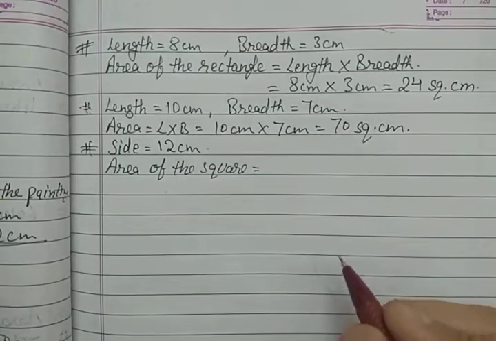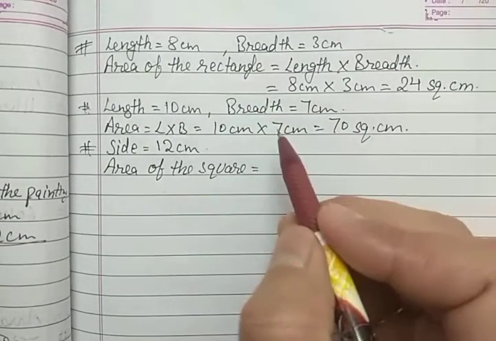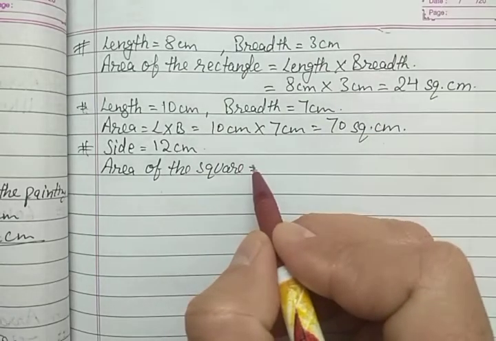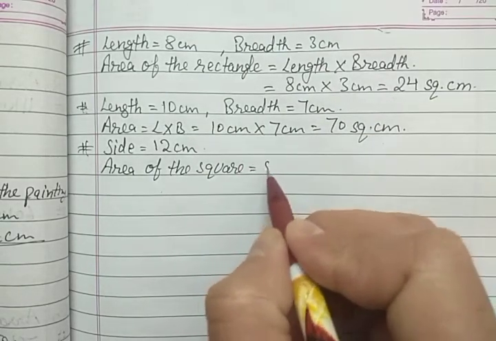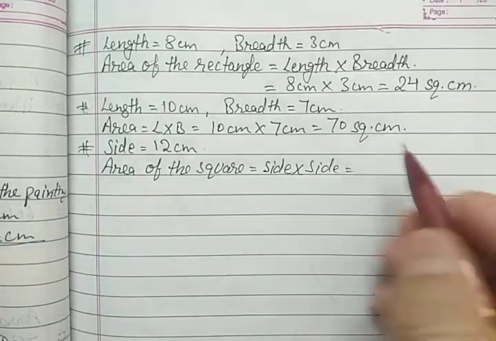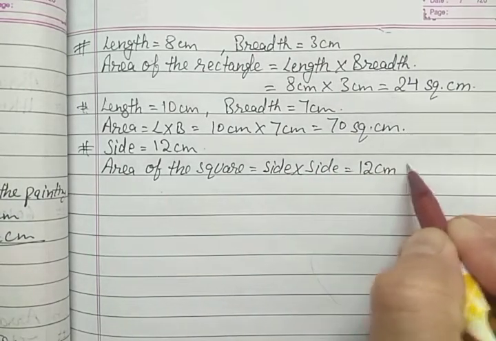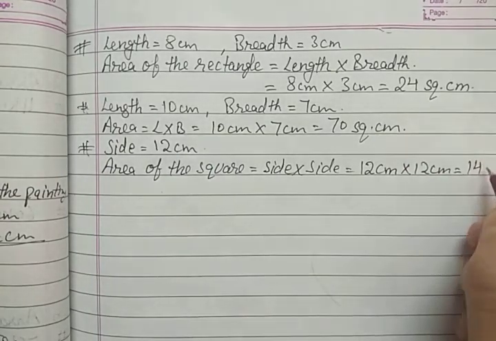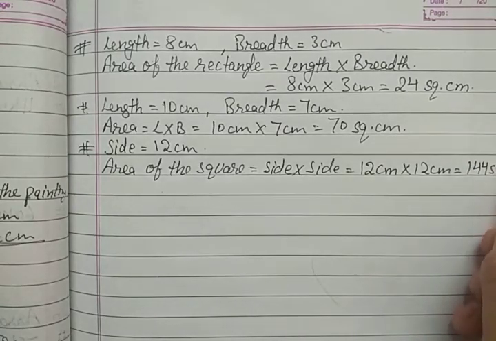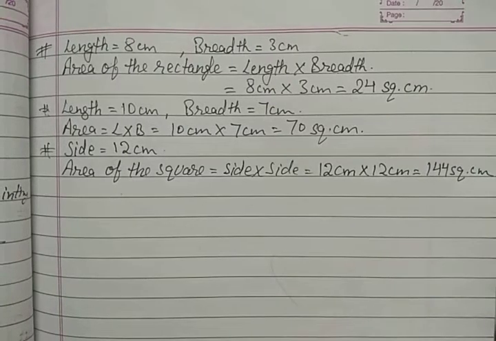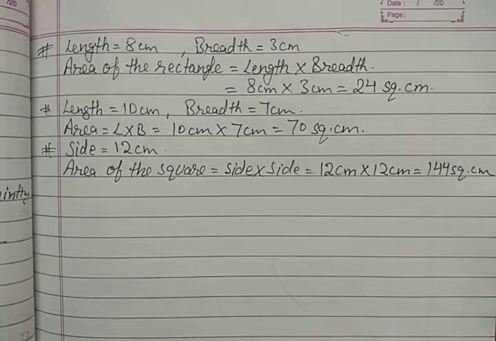So what is the formula? Here the formula is the same in both the cases, length multiplied by breadth, but in case of a square, length and breadth are same, so that is side multiplied by side. So 12 centimeter multiplied by 12 centimeter. So 12 12s are 144 square centimeter. So in this way, we can find out the area of rectangle and square, right?